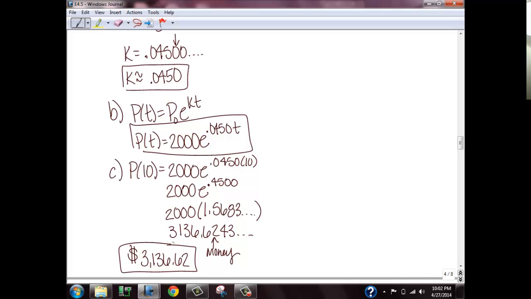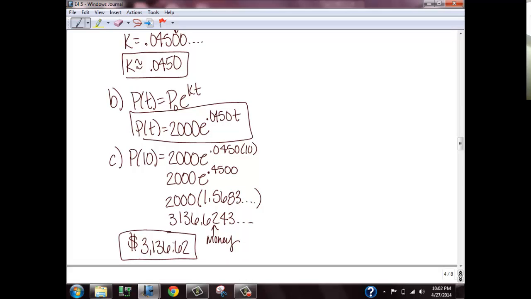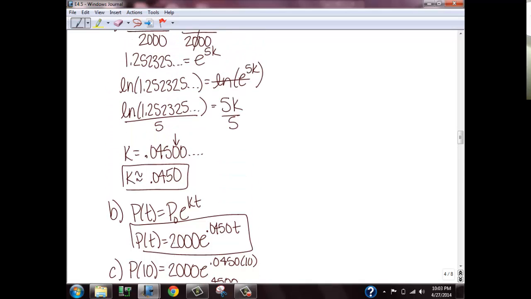If it doesn't tell you to round to the nearest dollar, then anytime you're dealing in money, you can assume you need 2 decimal places. Okay, all right, let's look at our last one.